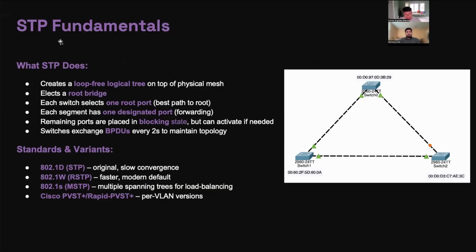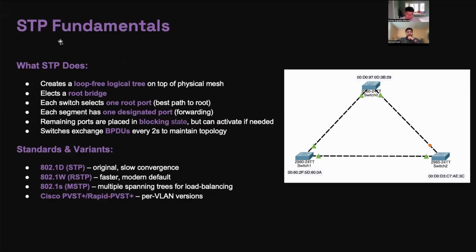Some of the standards and variants of spanning tree are 802.1D, which is the traditional, very slow spanning tree, which is what you'll learn in this video, and Rapid Spanning Tree, 802.1w, which is faster, modern, and what companies are using nowadays.